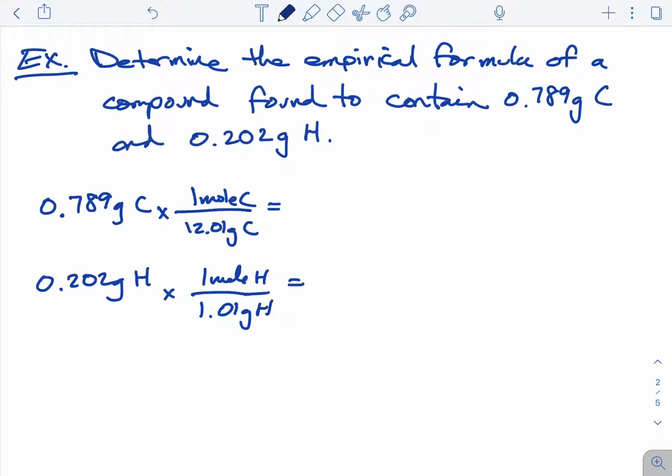We get out our calculator, and we do these. So 0.789 divided by 12.01. Oops. I don't know how to use my calculator. 0.789 divided by 12.01 is 0.0657 moles of carbon. And then 0.202 divided by 1.01 is 0.200 moles of hydrogen.